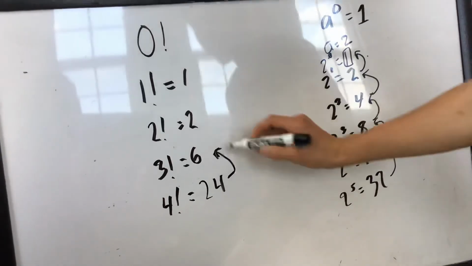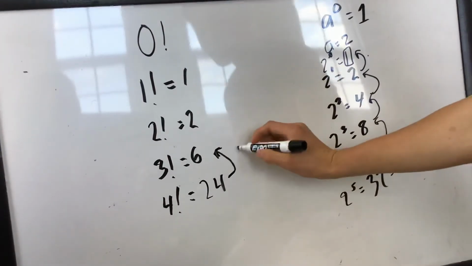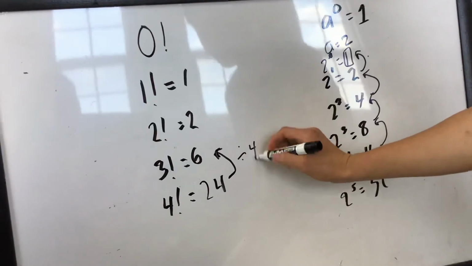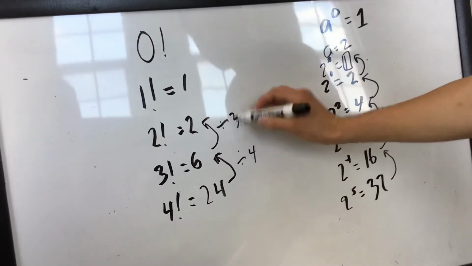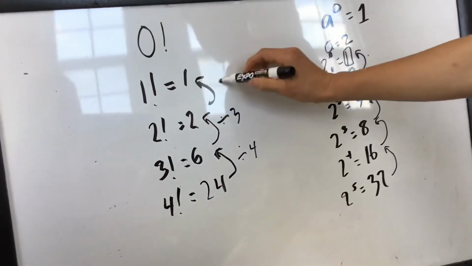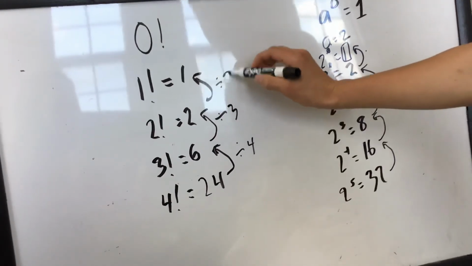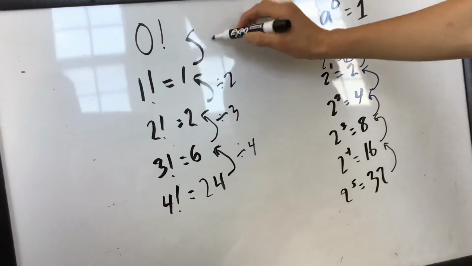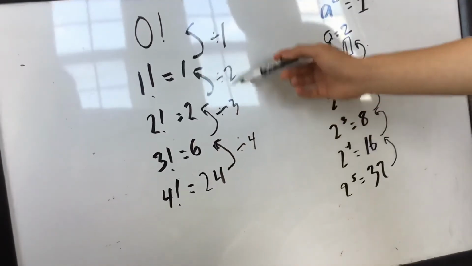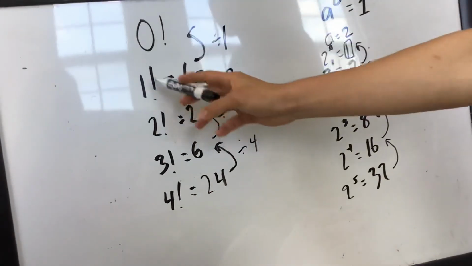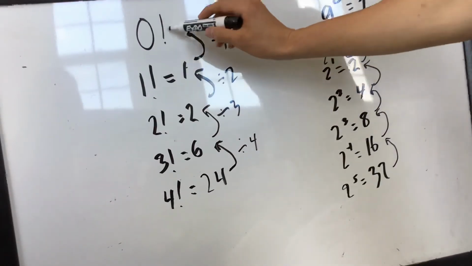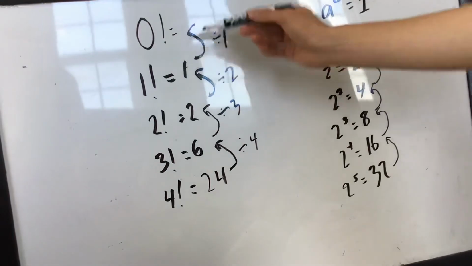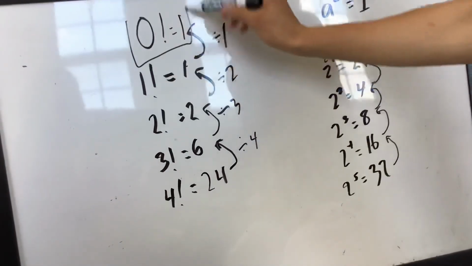Since we know that to get from 24 to 6, you just divide by 4. 6 to 2, we also divide by 3. So you start to notice a pattern here. From 2 to 1, we divide by 2. So the only logical sense is, as you can see, it's decreasing every time. So to go from 1 factorial to 0 factorial, we also must divide by 1. And 1 divided by 1 is 1. So 0 factorial is actually 1.